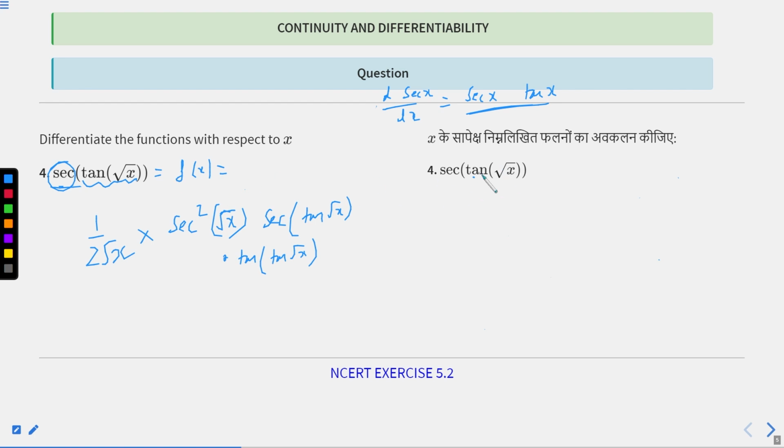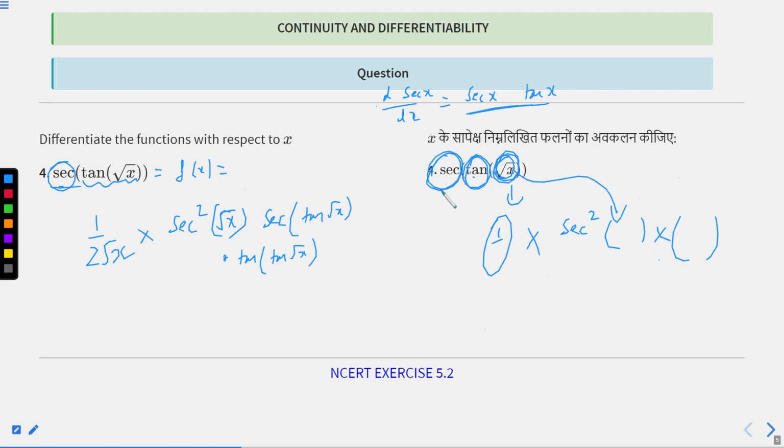What you have to do: always start with the inside thing, take its derivative, write it, and whatever you get, multiply with its derivative, which will be tan x. So tan and tan will be sec square, with the same thing inside. Now again differentiate this sec. The derivative of sec is sec x tan x. So sec and tan, and put whatever is written inside in the original function, which is tan and root x. That's it. You have to follow this pattern.